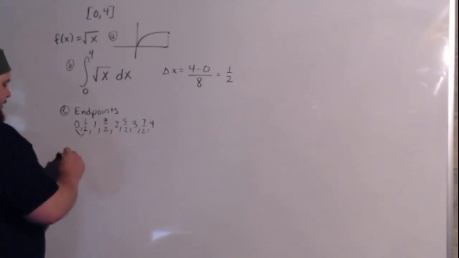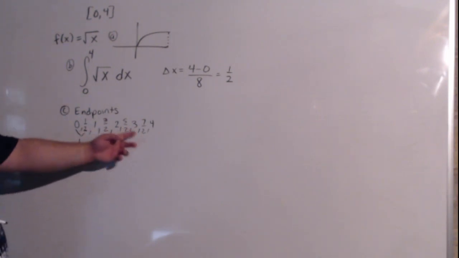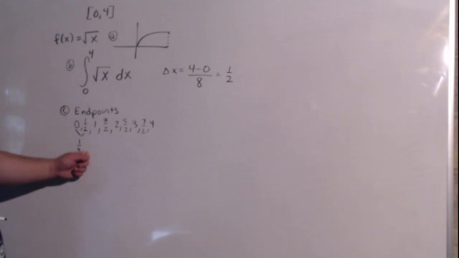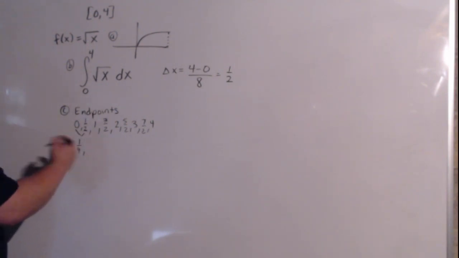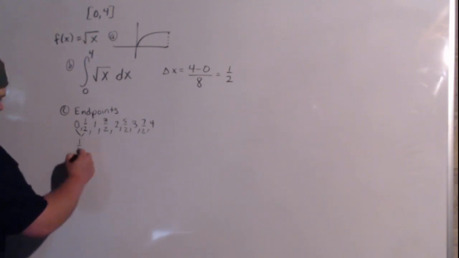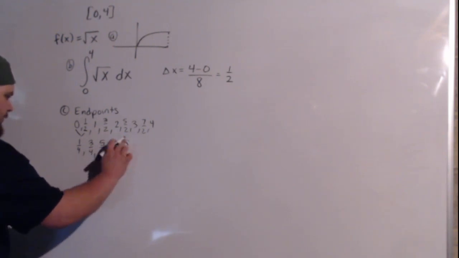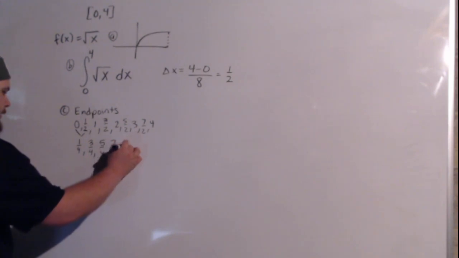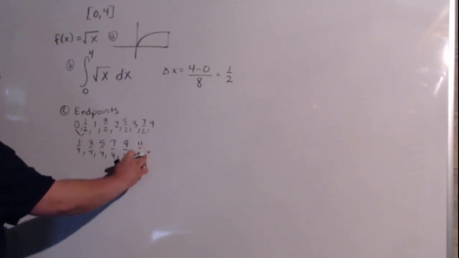So halfway between 0 and a half is 1/4. And instead of calculating it each time, this has to go up by a half, just like the endpoints do. Right? If the endpoints are 1/2 apart, so must the midpoints. And 1/2 is the same thing as 2/4. So 1/4, 3/4, 5/4, 7, 9, 11. Is that all of them?